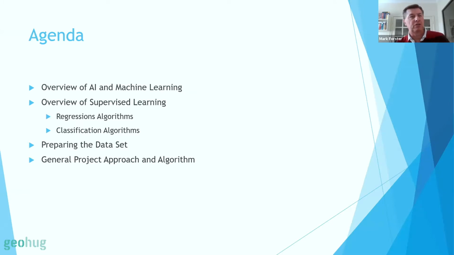But today what I'm going to talk about is a quick overview of AI and machine learning. We're going to talk mainly about supervised learning, which is mainly about regression and classification. And then we'll talk about how you prepare your data. And instead of just talking a lot of theory, how do you do this in the real world? What are the important things to do and how do you approach the problem?